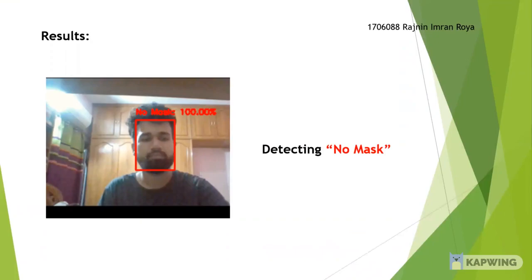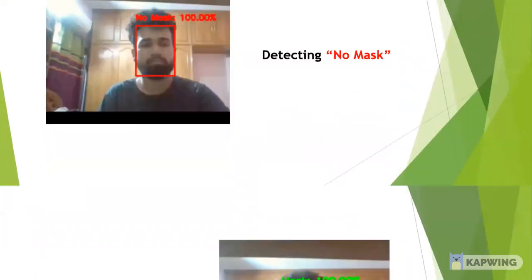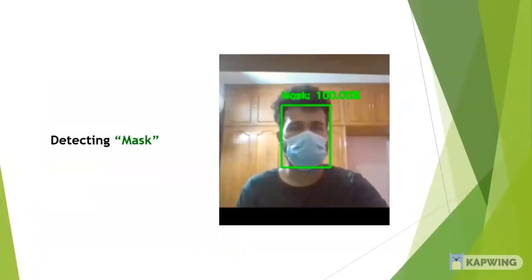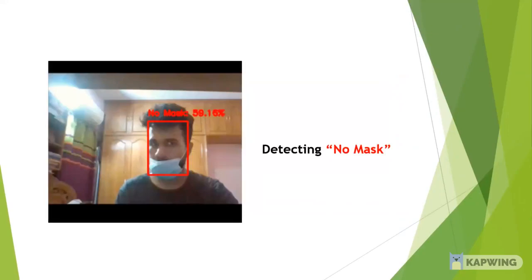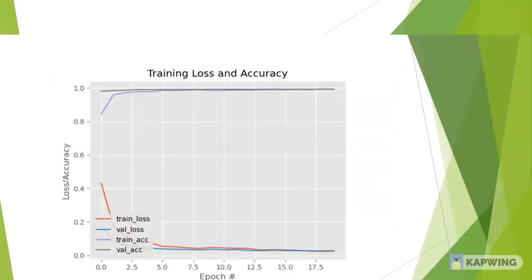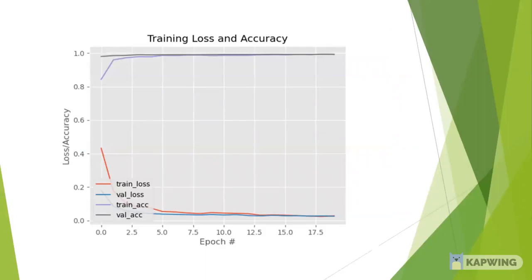Now we see results of the software part of our project. It is detecting no mask as the person is not wearing any mask, with 100% accuracy. And now it is detecting mask with 100% accuracy as the person is wearing the mask properly. When the person does not wear the mask properly, it is detecting no mask, but the accuracy is low. In this graph, we can see the training loss and accuracy of our project.